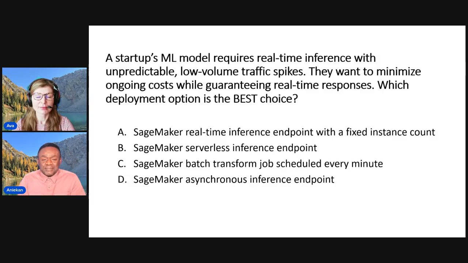Option number one, SageMaker real-time inference endpoint with a fixed instance count. Number two, SageMaker serverless inference endpoint. Number three, SageMaker batch transform job scheduled every minute. And four, SageMaker asynchronous inference endpoint. Then we look at the qualifiers in the question stem. We see real time, unpredictable, low volume. We see minimized costs. And this speaks to a deployment question.